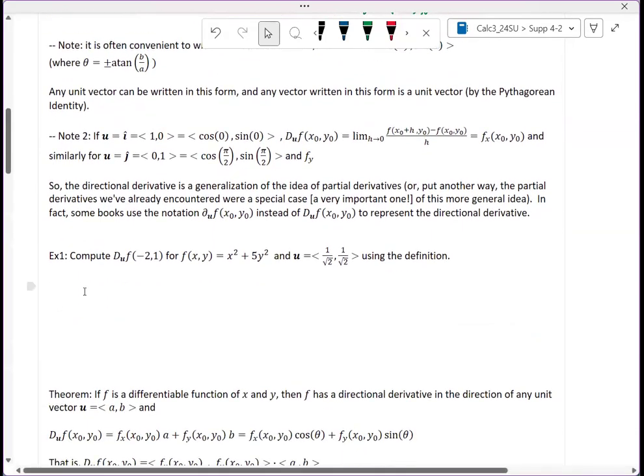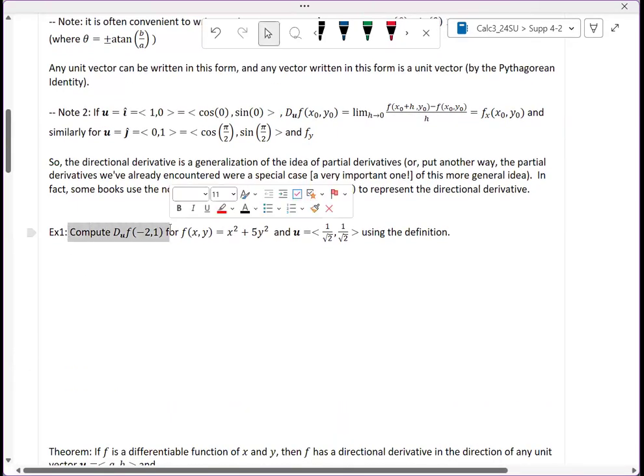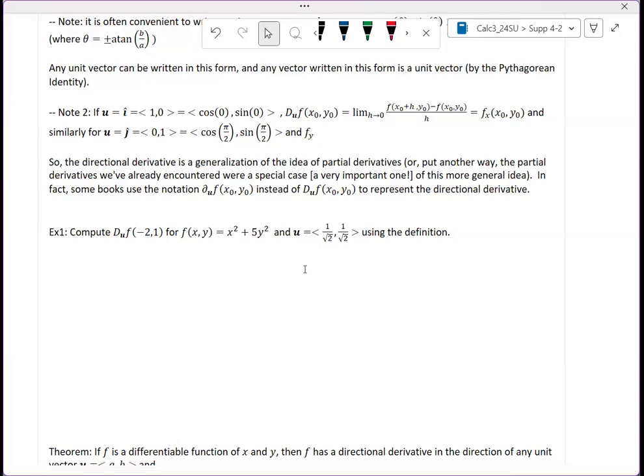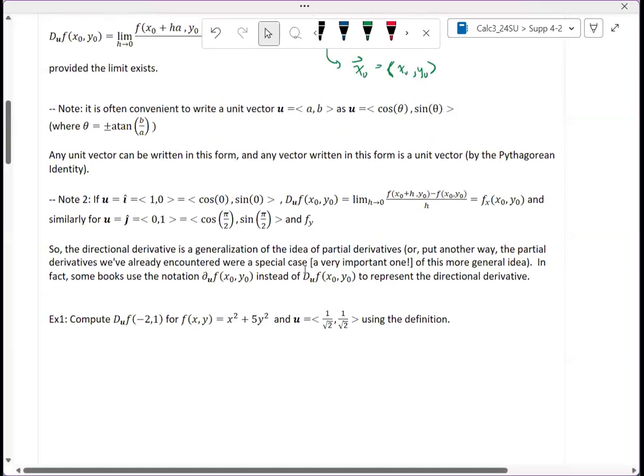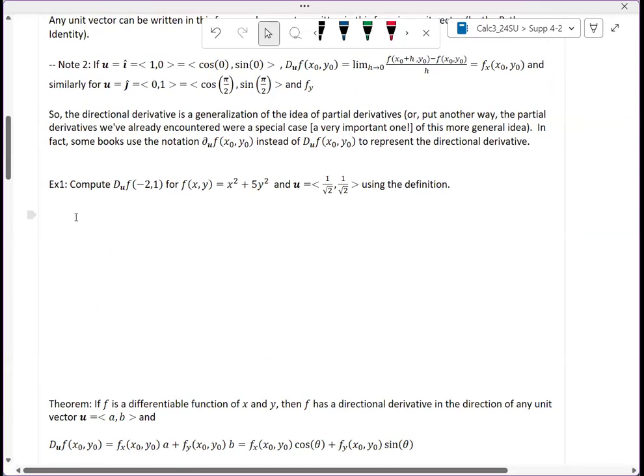Okay, so let's take a look at example 1 here. We're going to compute the directional derivative of f at the point (-2, 1) for this function f, x squared plus 5y squared, in the direction u equals (1/√2, 1/√2), which is a unit vector. And we're going to use the definition of the directional derivative to do this. So we are going to use this definition, which I will copy down here.